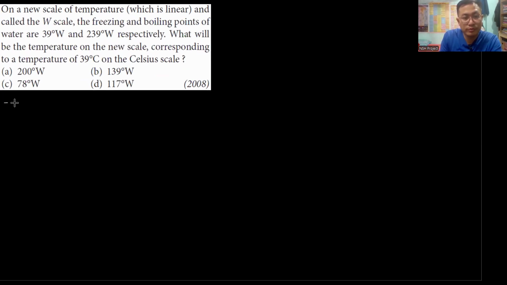Question number 1 is on a new scale of temperature which is linear and called the W scale. The freezing and boiling points of water are given on it. What will be the temperature on the new scale corresponding to a temperature of 39 degrees Celsius on the Celsius scale? So it's a very simple question.